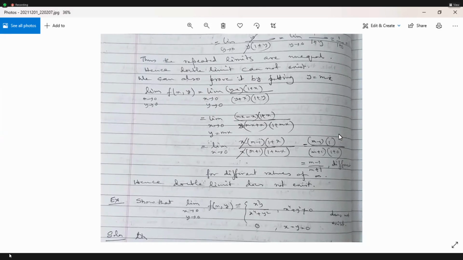If repeated limits are not equal, then the double limit doesn't exist. So that way also you can show. If the question is to show that the double limit doesn't exist, then that way also you can show, because finding the repeated limit is obviously much easier than this. For the repeated limit, what we do is first make x tending to 0, so we put x equal to 0, so that the whole thing becomes free from x. It depends only on y. After that, we put y tending to 0.